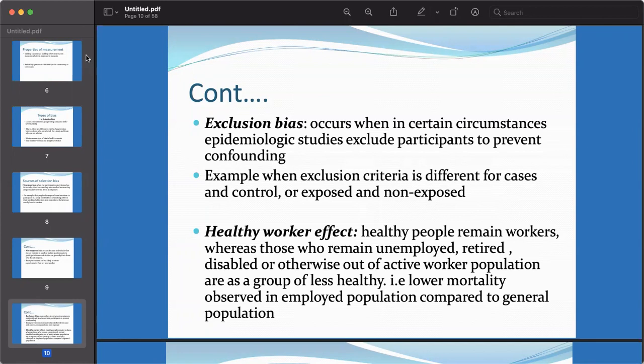Healthy worker effect. Healthy people remain workers, whereas those who remain unemployed, retired, disabled, or otherwise out of the active work population are, as a group, less healthy. That is, lower mortality is observed in the employed population compared to the general population.